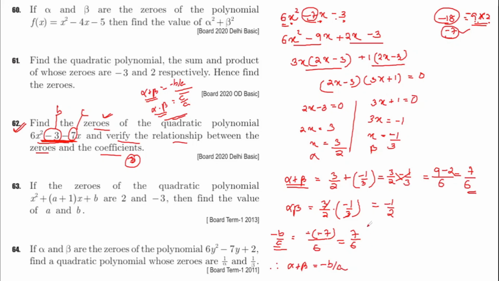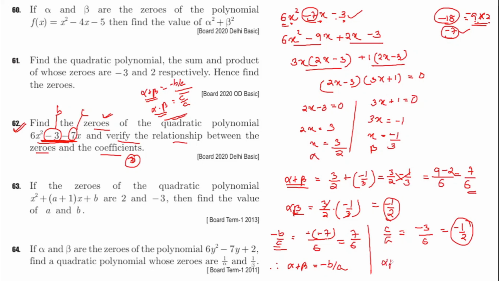ठीक है ना बेटा? Similarly, let's try to find c by a. What is this, sir? Now in place of c, we have minus 3 here. So put minus 3. And in place of a, we have 6. So if we cancel them, then you will have minus 1 by 2, which is equal to this one. That means this is your alpha into beta.